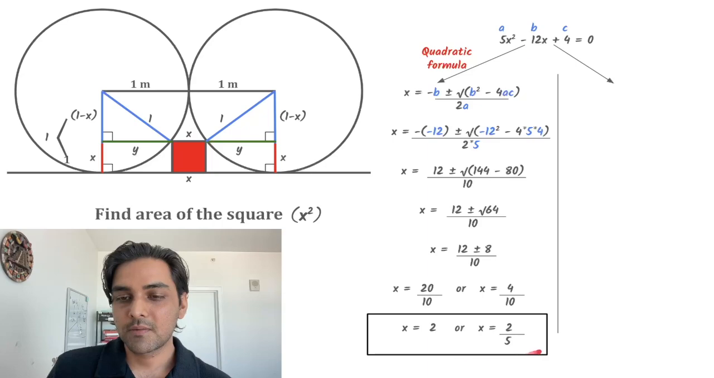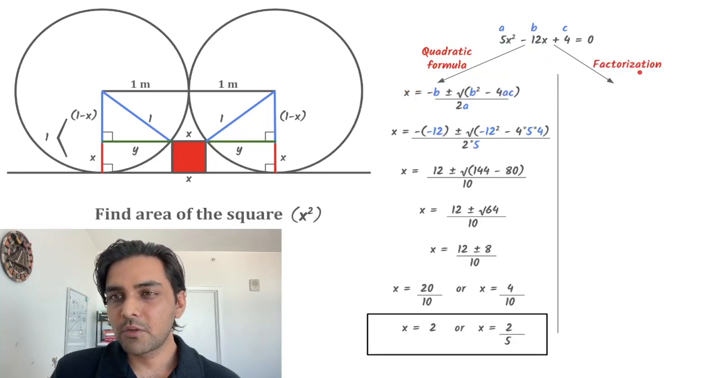Let's box this. Now there is another way to solve this equation which does not require us to memorize this scary looking formula, and that is factorization. Factorization means that we are going to break this quadratic equation into a product of two linear equations.